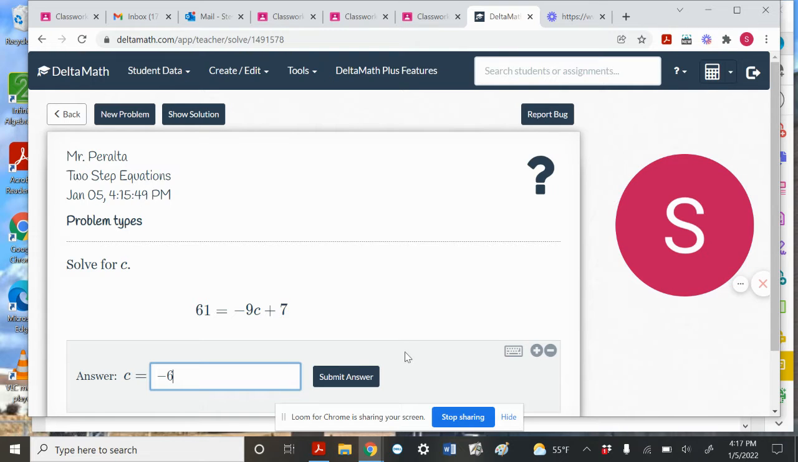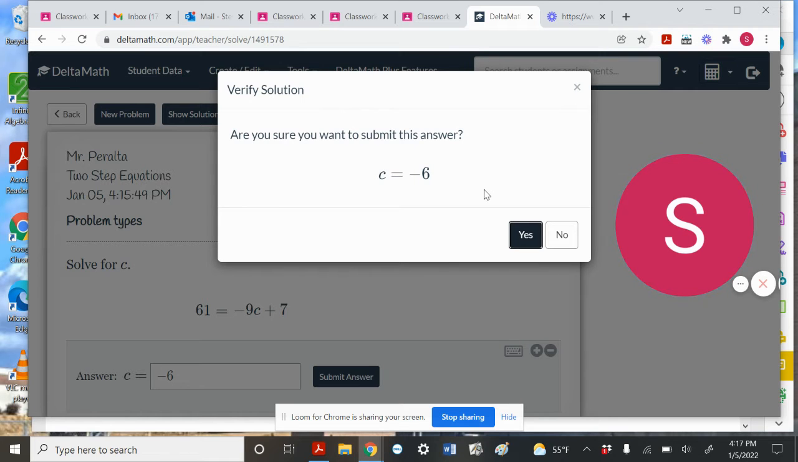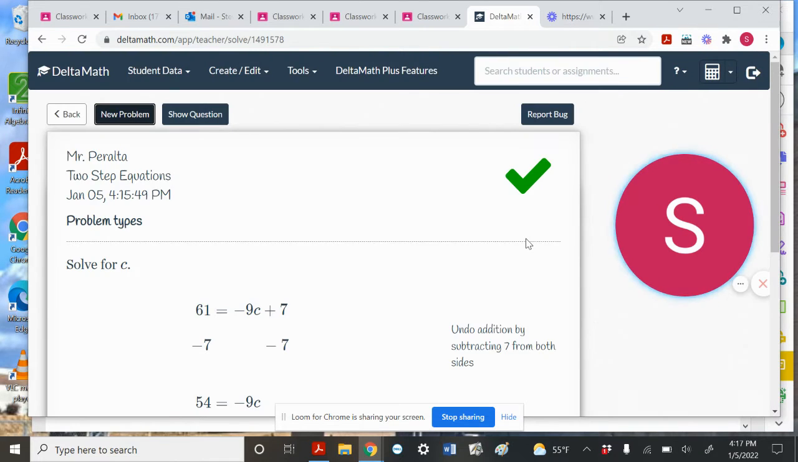So what we're going to do is click Submit Answer. It'll ask me if I'm sure I want to submit it. I'm going to say yes. And then if I'm correct, it will give me a check mark. Now it will tell me I have 1 out of 5 correct. And that's good, so that means I've got 1 out of 5 so far.